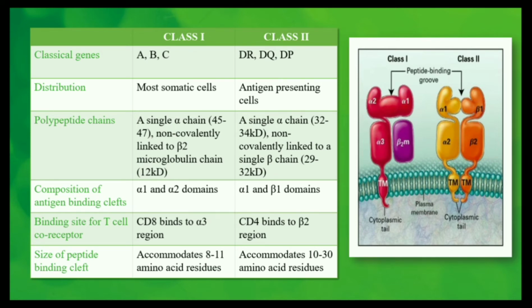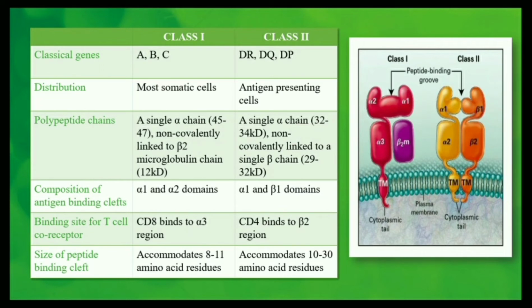The distribution of class 1 is on most nucleated somatic cells, and class 2 is on antigen presenting cells. The polypeptide chain for class 1 is a single alpha chain of 45 to 47 kd, non-covalently linked to beta 2 microglobulin, which is 12 kd, and for class 2 it is a single alpha chain of 32 to 34 kd non-covalently linked to a single beta chain which is 29 to 32 kd. The composition of the antigen binding cleft for class 1 is alpha 1 and alpha 2 domains, and for class 2 is alpha 1 and beta 1 domains.